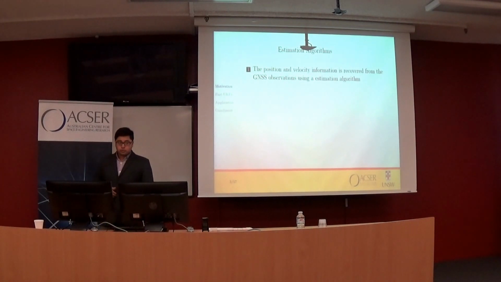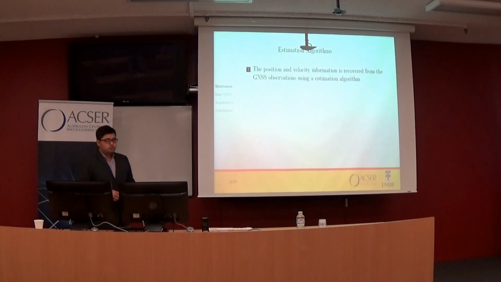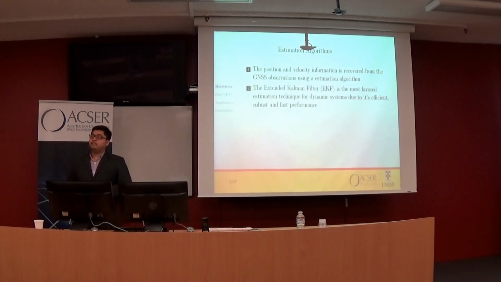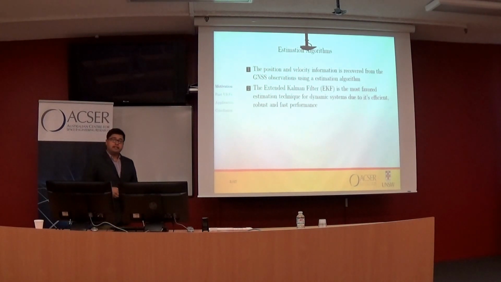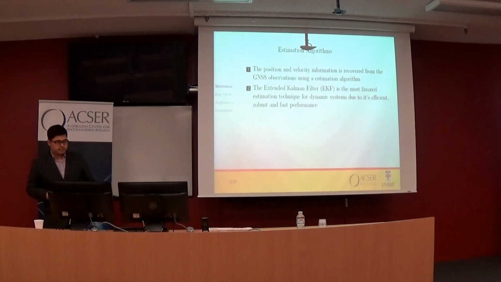GPS or GNSS provides us pseudo-range measurements, which are range with some added noises and errors. So from these ranging measurements, if we want to get the position information, we need some estimation algorithm. And the extended Kalman filter is a widely used estimation algorithm for estimating the states of dynamic systems, because it's very efficient, it's robust, and the computation is very fast.